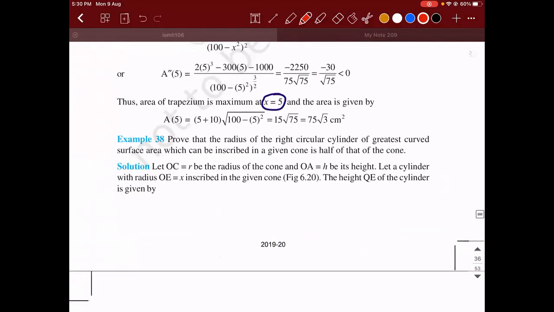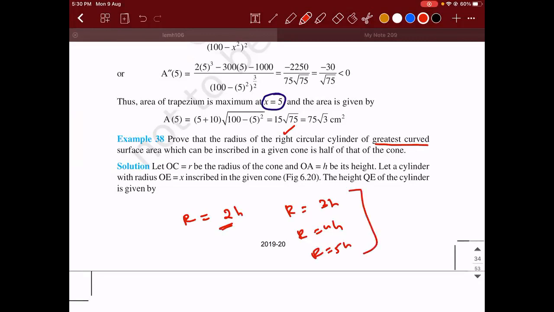Okay, let's take an example. Instead of saying prove that the radius of the right circular cylinder of greatest curved surface area, which can be inscribed in a given cone, is half of that of cone, what they will say is, for a given right circular cylinder of greatest curved surface area, the radius is equal to 2 times h. Or they'll give you options like this: r is equal to 3h, r is equal to 4h, and r is equal to 5h. If they give options like this, you'll have to take it. So first, we need to understand the concept.